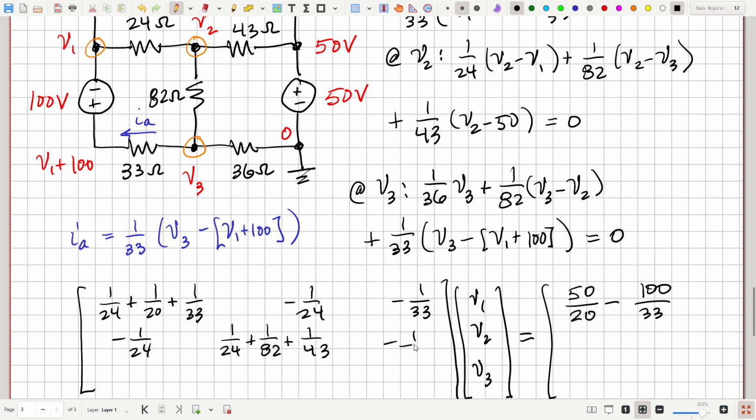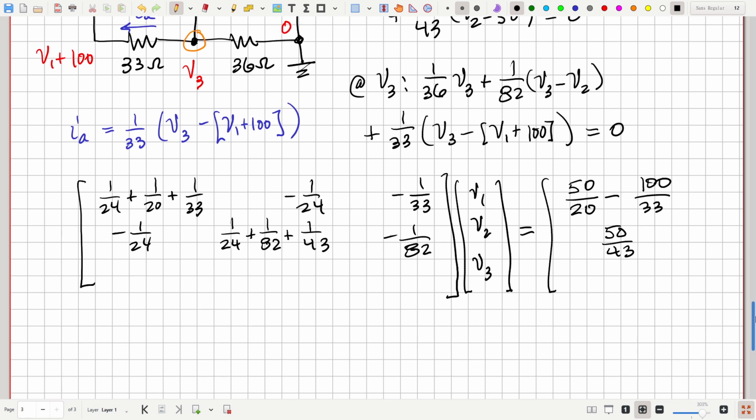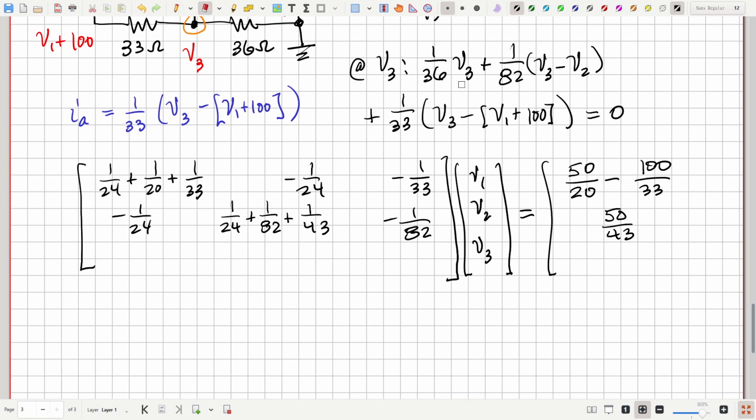And the V3 term, minus 1 over 82. How about the constants? Any constant? Yes, minus 50 over 43. On the other side becomes plus 50 over 43. And now the third equation. What are all the V3 terms? 1 over 36, 1 over 82, 1 over 33. So 1 over 36 plus 1 over 82 plus 1 over 33.